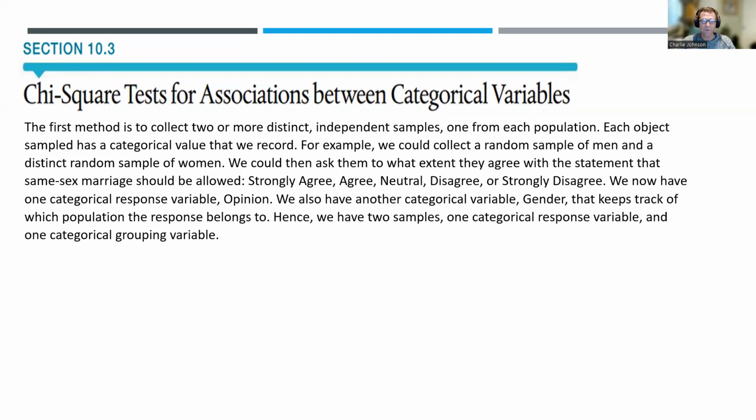We now have one categorical response variable, opinion. We also have another categorical variable, gender, that keeps track of which population the response belongs to. Hence, we have two samples, one categorical response variable, and one categorical grouping variable.